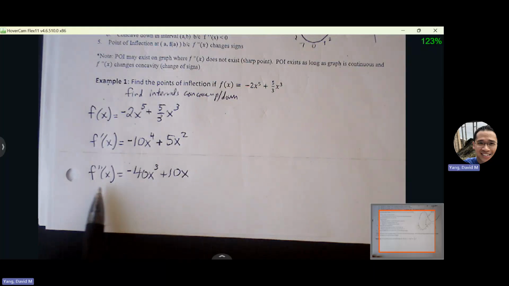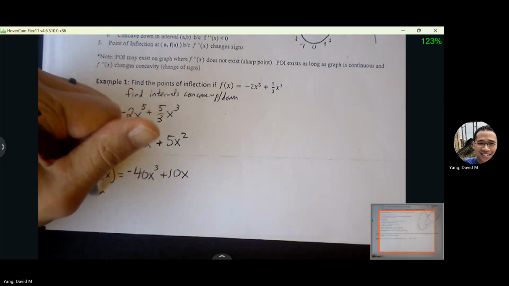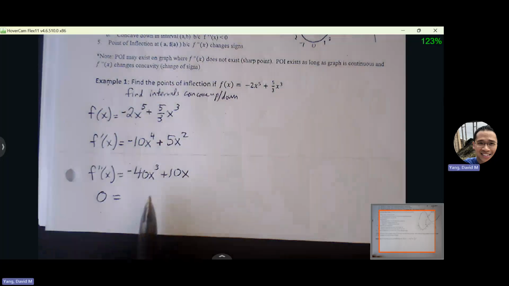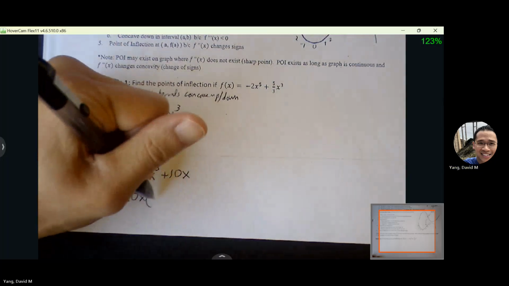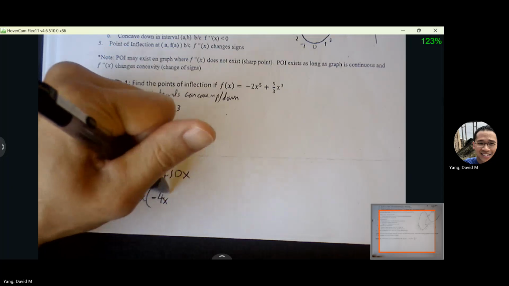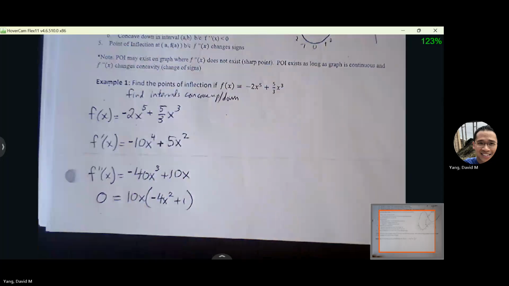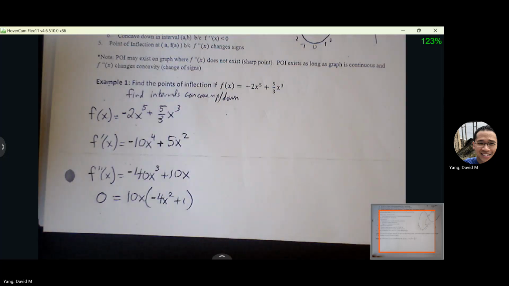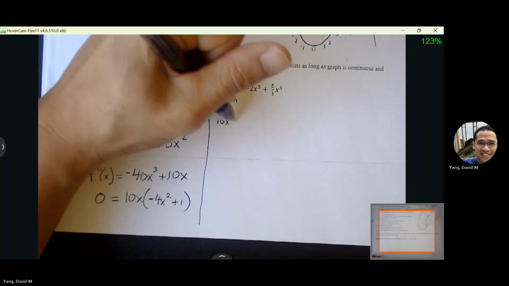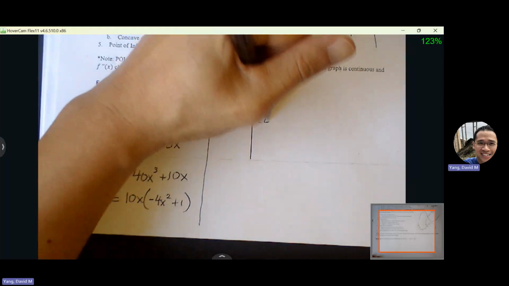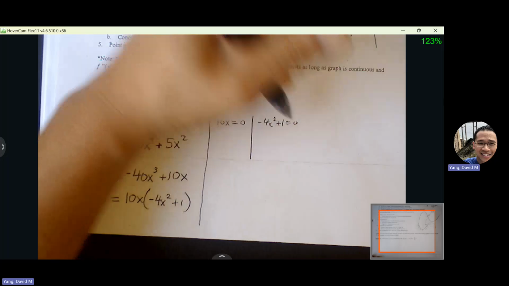So now set equal to 0. And then you're going to factor and look for your critical points. Okay, so I'm going to set 10x equal to 0. I'll set the -4x squared plus 1 equal to 0.